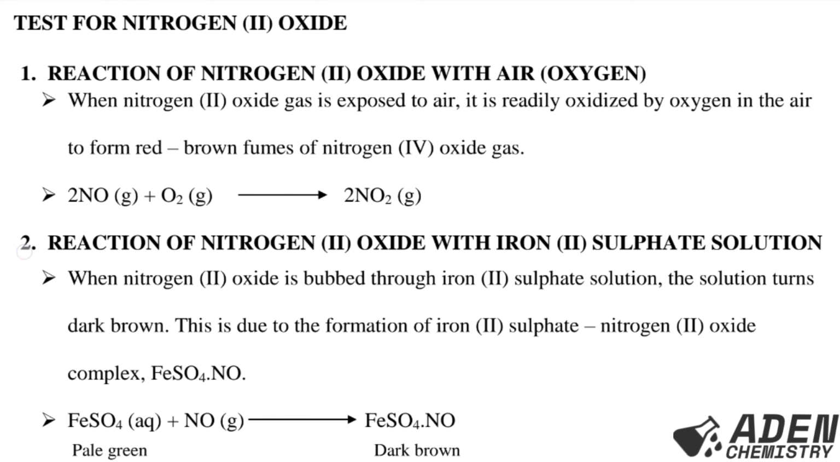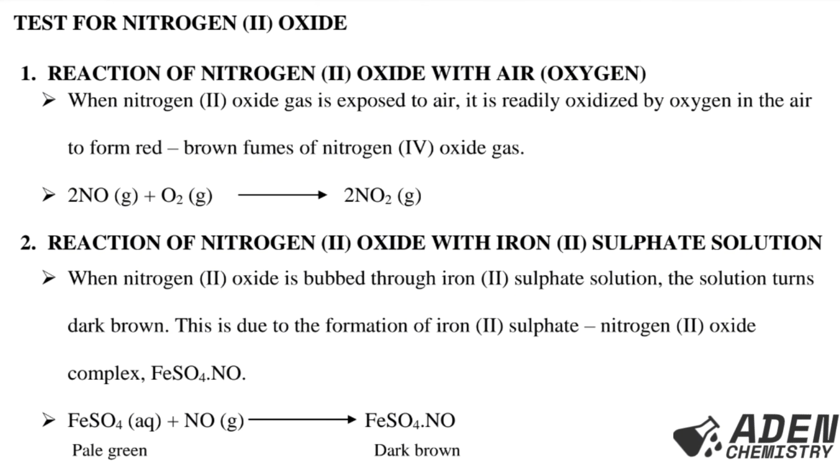Number 4 as the chemical properties of nitrogen(II) oxide gas, or number 2 as the test of nitrogen(II) oxide, we're seeing the reaction of nitrogen(II) oxide with iron(II) sulfate solution. When nitrogen(II) oxide is bubbled through iron(II) sulfate solution, the solution turns dark brown. Initially it was pale green, it will turn dark brown.